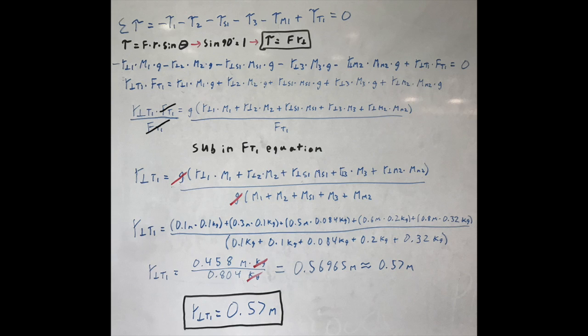To isolate the lever arm, divide the top string's tension force on both sides of the equation. Now sub in the top string's tension force equation that was solved earlier. Cancel out the force of gravity. Now you have your final equation. Sub in all of your variables to get the answer of 0.57 meters from the axis of rotation. This means that the top string should be placed at the 0.57 meter mark on the top meter stick in order to establish rotational equilibrium.